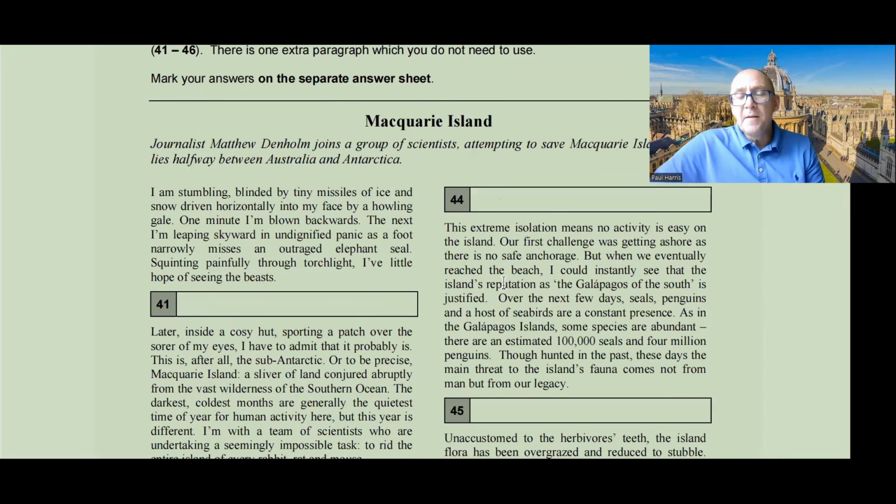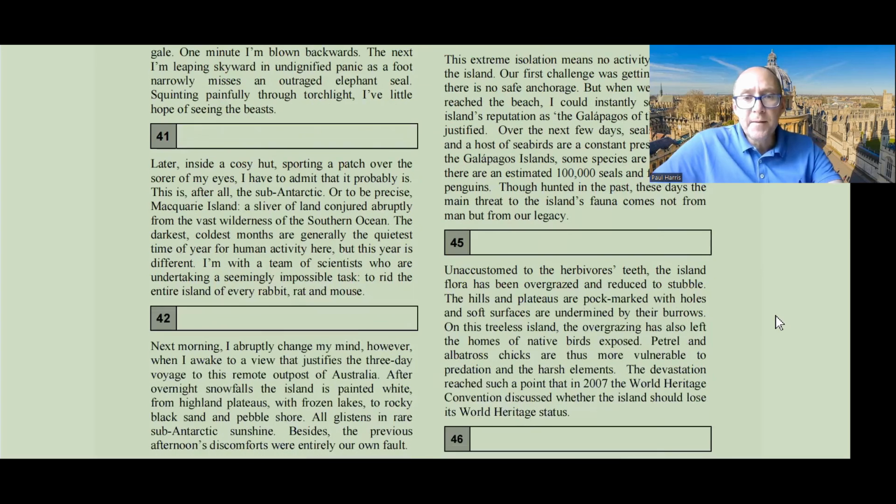And we can see here that we have a reference to the Galapagos of the South. Perhaps there is a lot of wildlife like at the Galapagos in the Pacific. Okay, let's just read through quickly. Over the next few days, seals, penguins, and a host of seabirds are a constant presence. As in the Galapagos Islands, some species are abundant. There are an estimated 100,000 seals, 4 million penguins. Though hunted in the past, these days, the main threat to the island's fauna comes not from man, but from our legacy. Okay, let's just read here afterwards.